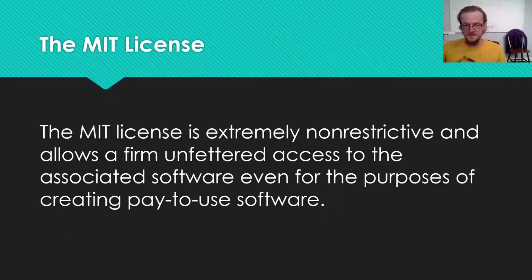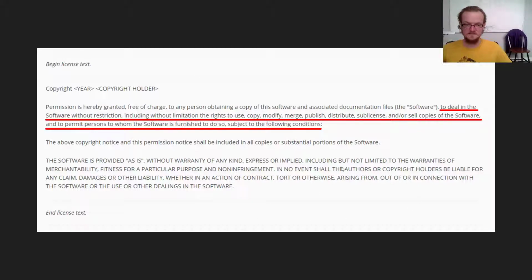So on one end of the continuum, you have what's called the MIT license. The MIT license is extremely non-restrictive, and basically allows the developers that are using anything with an MIT license unfettered access to whatever that piece of software is. If you look at that previously discussed link, you will see this is the license text, and this is the entirety of it. The underlined part is essentially saying that you can use the piece of software without restriction. You can copy it, modify it, merge it, publish it, distribute it, sub-license, or sell copies of it to whoever you want to. So this sell copies of it is really the crazy part.